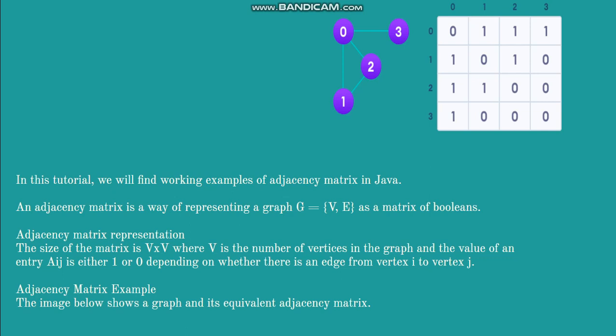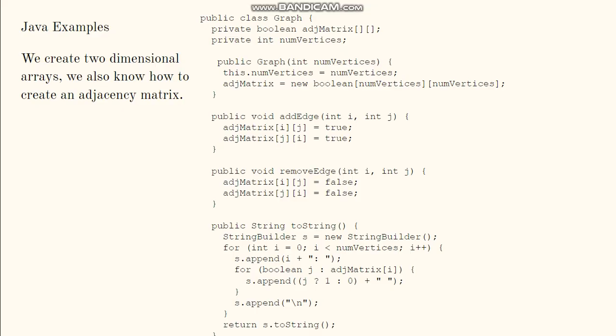Adjacency matrix example. The image below shows a graph and its equivalent adjacency matrix. Java examples. We create two-dimensional arrays. We also know how to create an adjacency matrix. Here, adjacency matrix representation in Java.